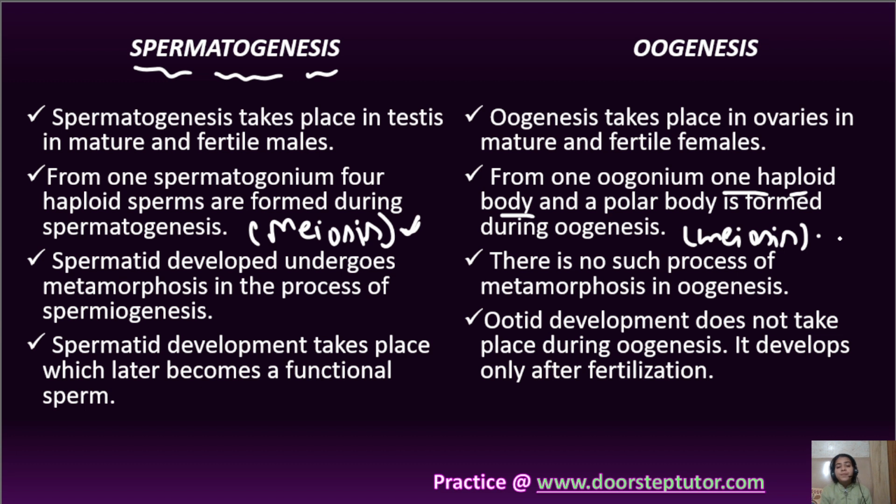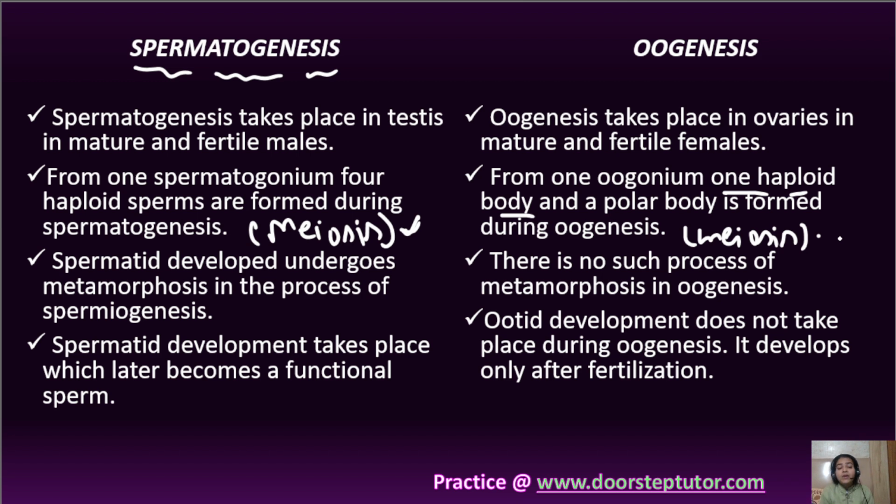Now the spermatids which are formed or developed undergo a process which is known as metamorphosis, and in this process basically spermiogenesis takes place. That is, we can say the development and some maturation of sperms goes on, that is known as spermiogenesis. While in case of oogenesis, this is not there. There is no such process of metamorphosis or we can say some maturing process, that is not present here in oogenesis.